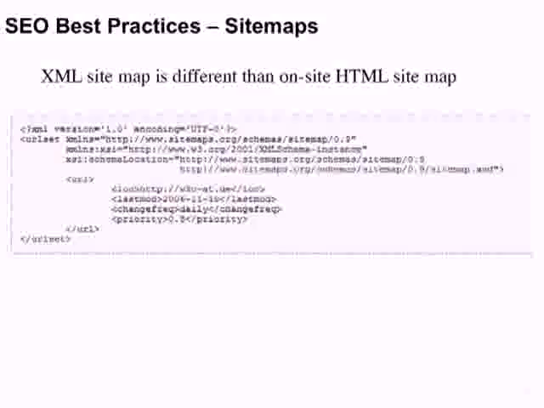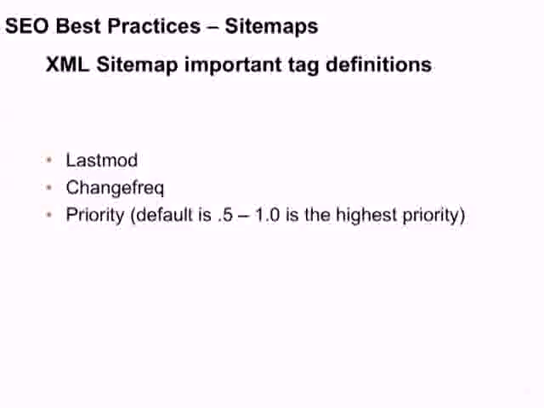The XML is going to be completely different. It's going to look a little bit something like this. We're going to set the last modified, the change frequency, and the priority. So you can see these are the three things that we really want to pay attention to when we're generating that XML sitemap. So the default is 0.5. 1.0 is the highest priority when setting that priority, and then you just set that last modified date as well.